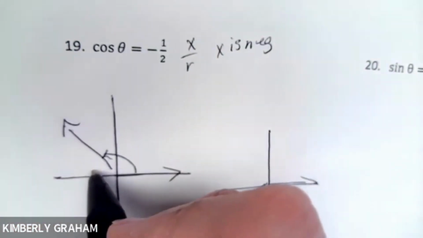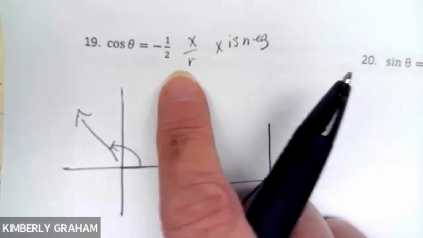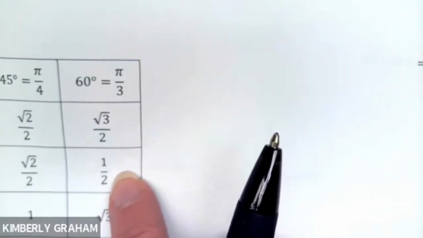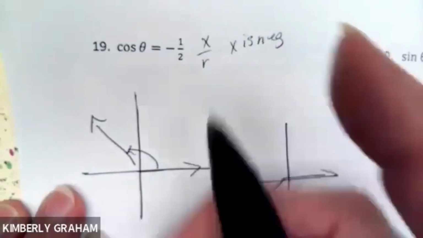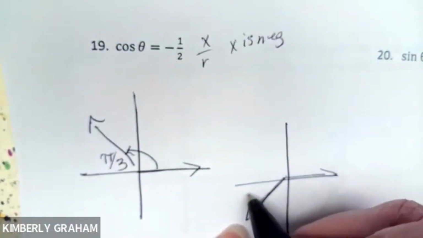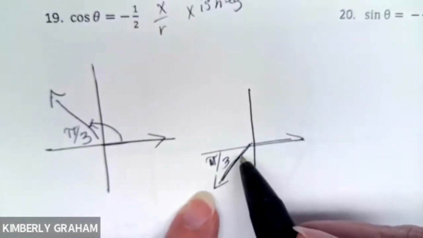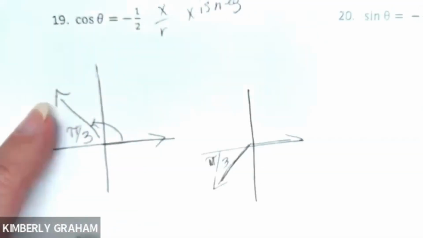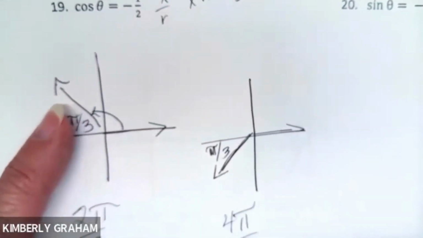This angle I'm looking at has to be associated with an angle that has a cosine of 1/2. The angle with cosine 1/2 is pi over 3. This angle right in here is pi over 3, and this angle right in here is pi over 3. Those are my reference angles. So that means this angle would be 2 pi over 3, and this angle would be 4 pi over 3.